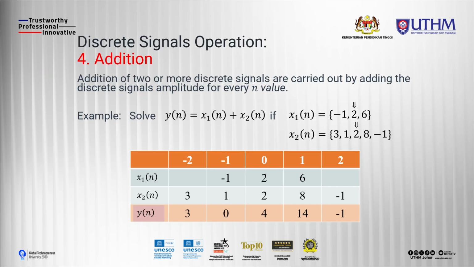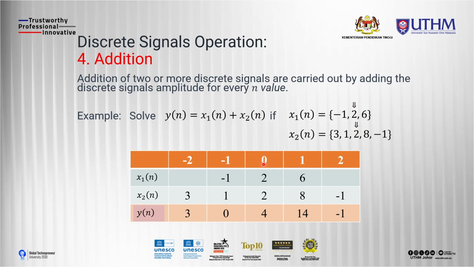Discrete signal operation: addition. Addition of 2 or more discrete signals is carried out by adding the discrete signals' amplitude for every n value. For example, solve x1[n] plus x2[n]. If you have x1[n] as -1, 2, 6, make sure you arrange the table. Follow the origins.